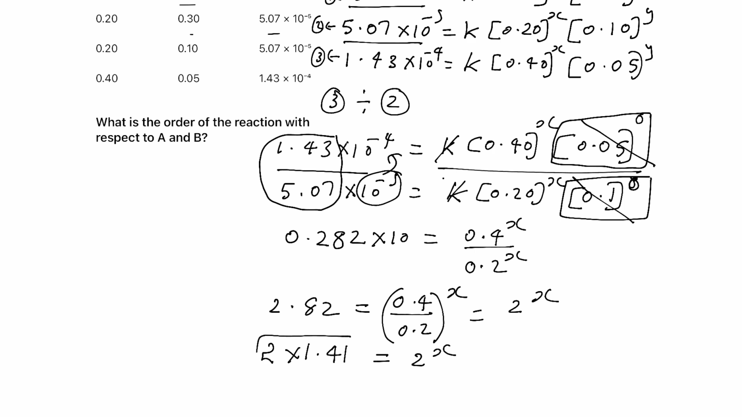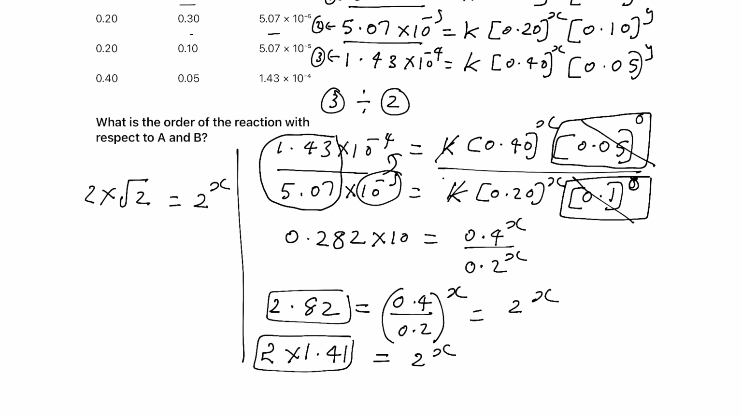See, check this, okay? If you feel doubt, check it. 2 into 1.41 is 2.82. So instead of 2.82, I am writing 2 into 1.41. That is for getting our answer in terms of power of 2. You will understand when I do the next step. Okay. Now, what is 1.41? That you already know. That is the value of root 2. So 2 into root 2 is 2 raised to x. Now 2 means 2 raised to 1, and root 2 means 2 raised to half. Anybody have doubt in that?